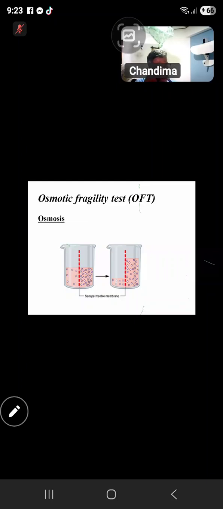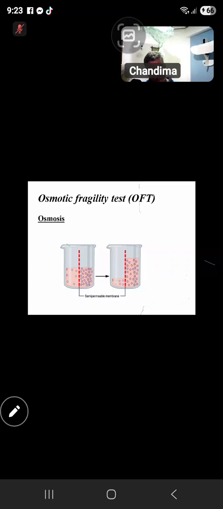So after that, plot the graph and compare whether the patient is having a higher fragility or the fragility is going to be lower than the control. Whether the patient is having higher fragility or a lower fragility than the control.